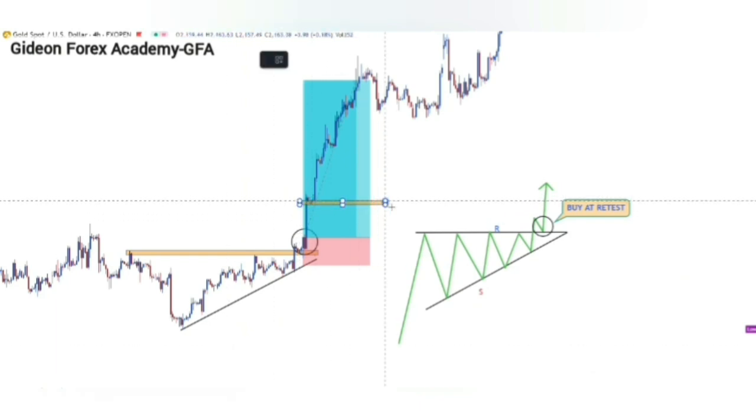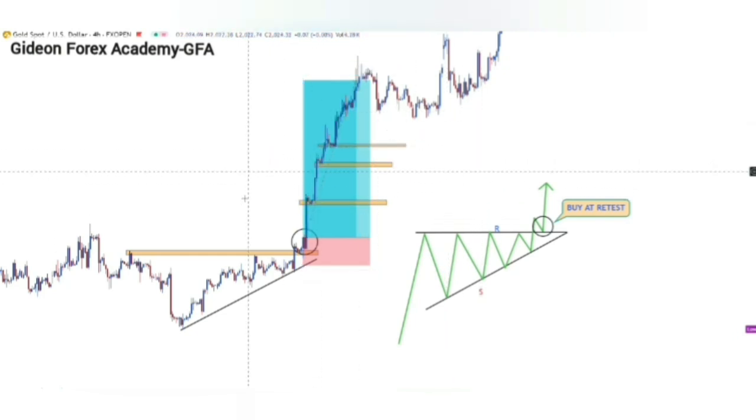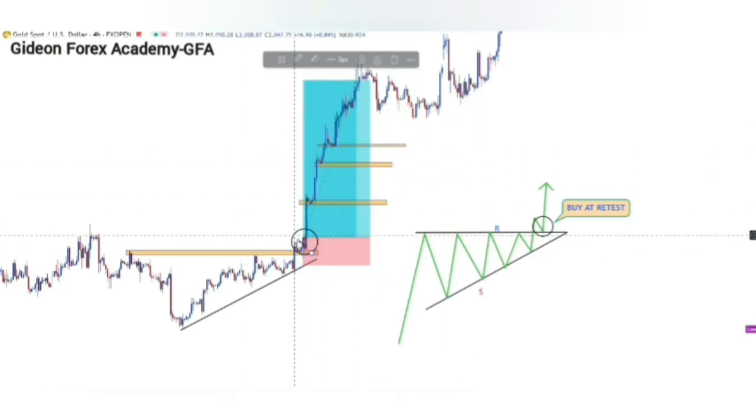And at every retracement here, you're placing a buy order. You place your buy order at this retracement, and you place another buy order after that retracement. So you are riding this all the way to the upside.